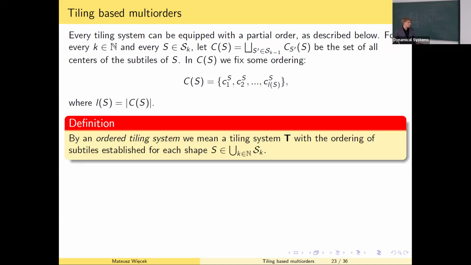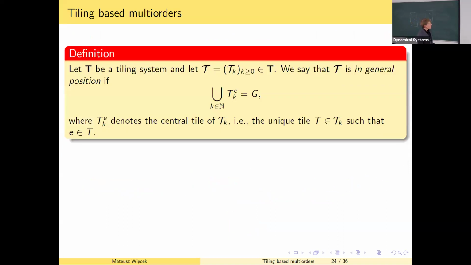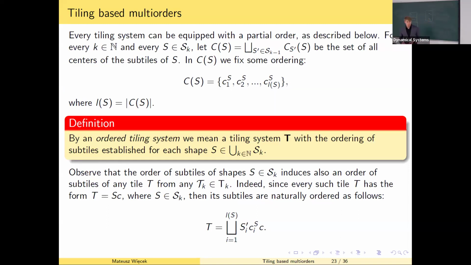And since every tile of any tiling can be represented as a translation of some shape S, then of course this ordering on the subtiles of every shape induces also an ordering of subtiles of any tile. Okay, so once we have established the ordering, then we actually obtain here in a local form some order on the elements of the group G. But we need that this order is a total order, so all elements are comparable in this case.